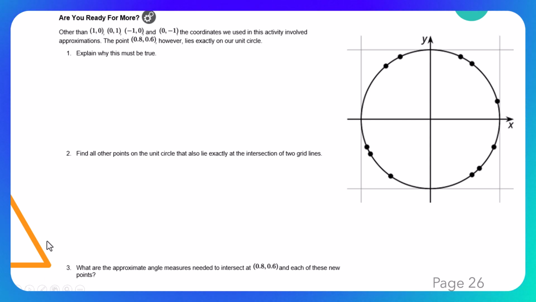All right, other than 1, 0, 0, 1, -1, 0, and 0, -1, the coordinates that we used in this activity involved approximations. The points 0.8, or 8/10, and 6/10 lie exactly on our unit circle. Explain why this must be true. So on page 26, think about that. Think about the Pythagorean theorem and why you think that must be true. And then find all other points that lie exactly at the intersection of two grid lines.